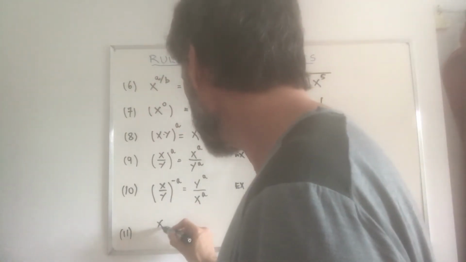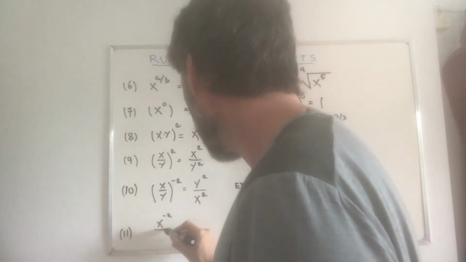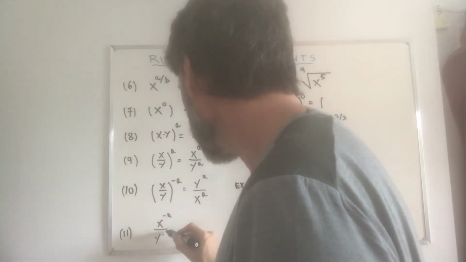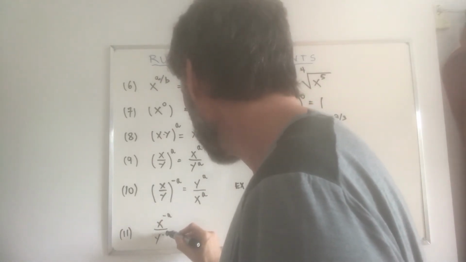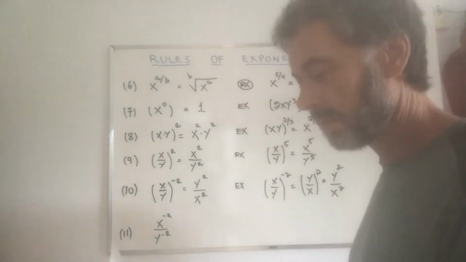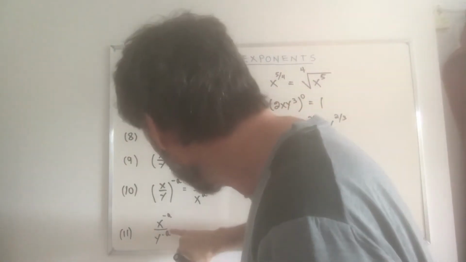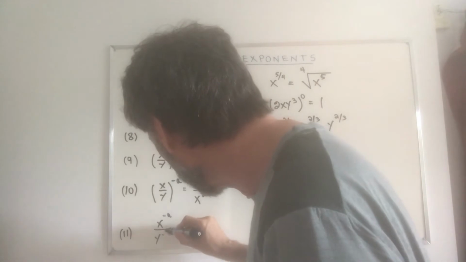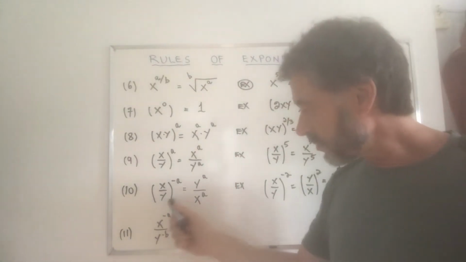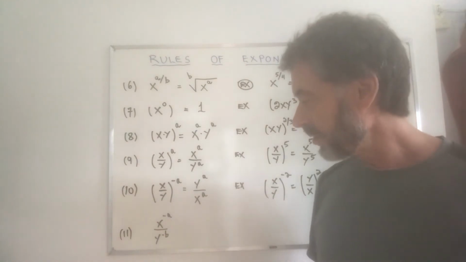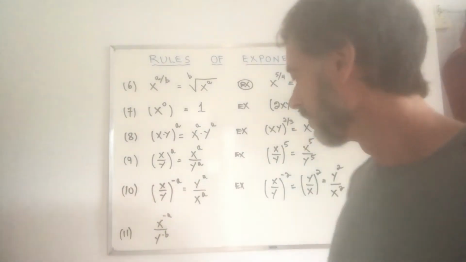Good. One last. If I have x to the minus a over y to the minus a. Well, why don't we put a b here so that we have a little variety. It doesn't have to be the same exponent. x to the minus a over y to the minus b. What is that? Can you take an educated guess?